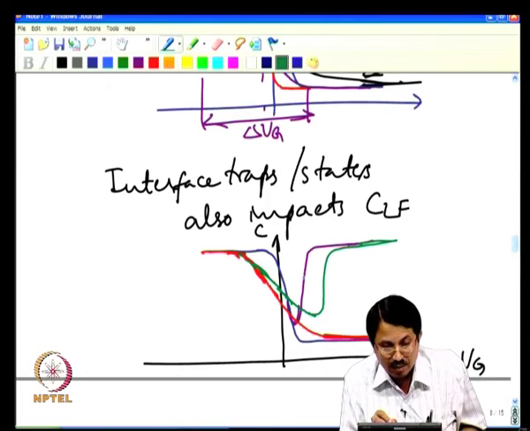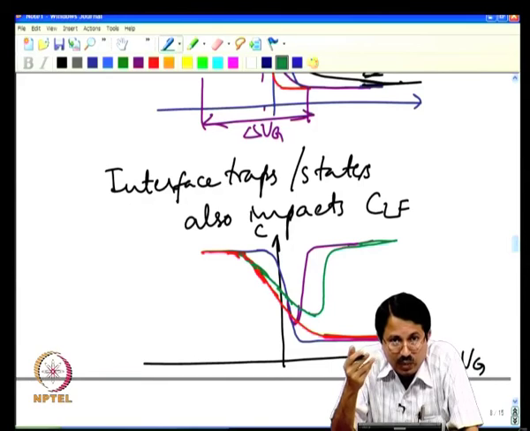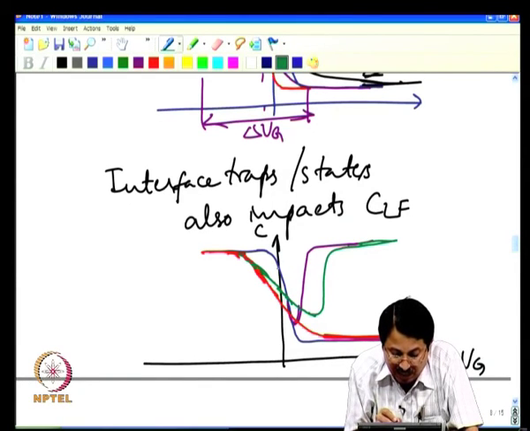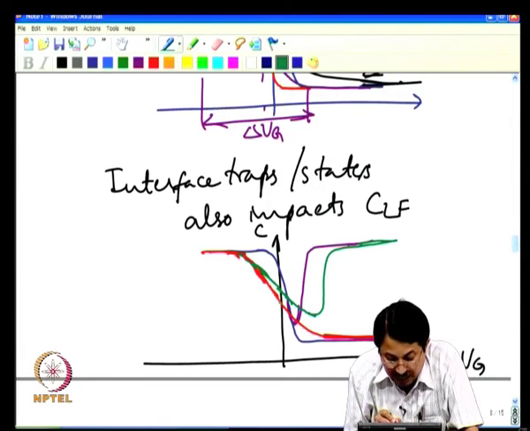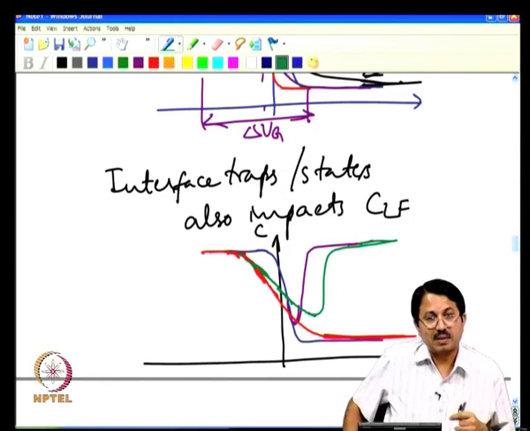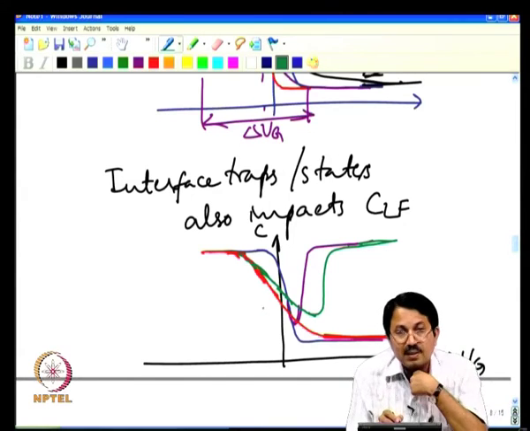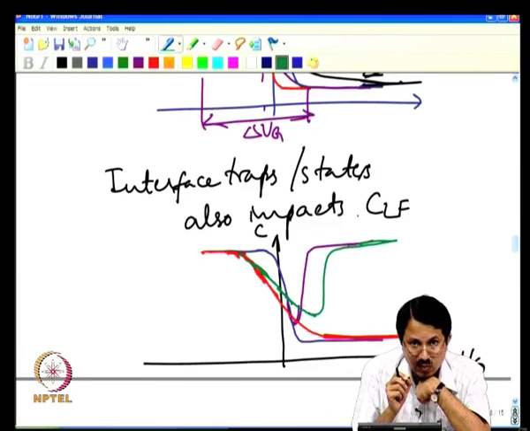But earlier, in the presence of ideal condition, meaning no DIT, the low and high frequency not only superimposed on each other at accumulation, but also throughout depletion, and then they started departing. But here, even in depletion, the low frequency capacitance is higher than high frequency capacitance. And this is essentially because the low frequency capacitance value is also increased because of trap capacitance.